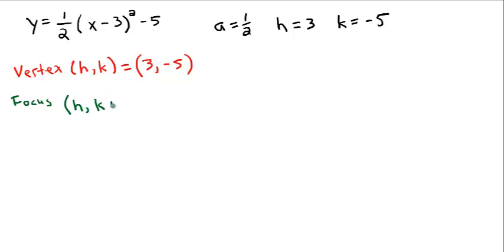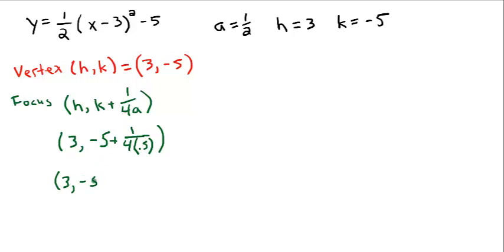K plus 1/4 times A. So that's a lot. Let's plug all this in. H is 3 comma our K is -5 plus 1 divided by 4 times our A, which is 1/2. I'm just going to write in 0.5 just so it's a little bit easier to fit in there. And now we can simplify that. 3 comma, we could rewrite our -5, and then plus 1/4 times 0.5. Well, 4 times 0.5, that's going to be 2. And then on top we still have a 1.